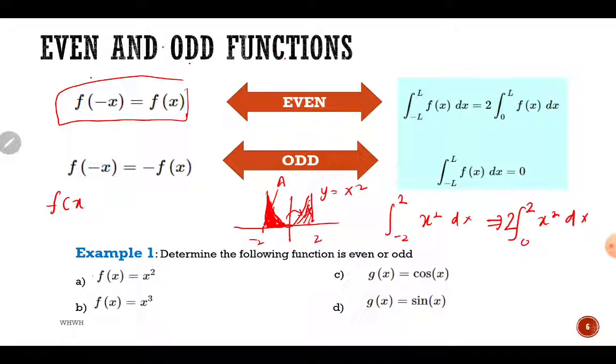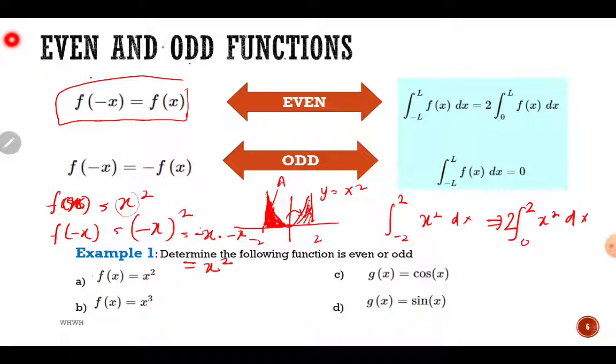Contoh dia adalah fx sama dengan x square. So kalau you masukkan negative x, gantikan dalam x ni negative x, dia akan jadi negative x kuasa 2. Betul tak? So negative x darab dengan negative x, negatif dengan negatif akan cancel jadi positif. So we gonna get x square. Itulah maksudnya an even function. Apabila kita masukkan, dia akan dapat balik sama dengan value of fx itself.